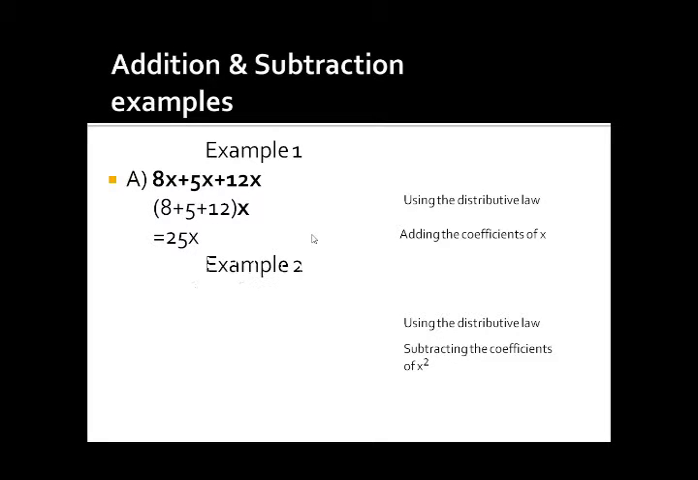Next example, 17x squared minus 9x squared. Again, this is of the same base and same exponent, so we can simply group these. So do the subtraction of the coefficients and stick it to the answer. So 17 minus 9 times x squared, and we would get 8x squared.